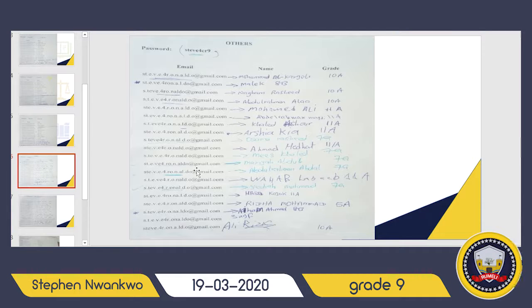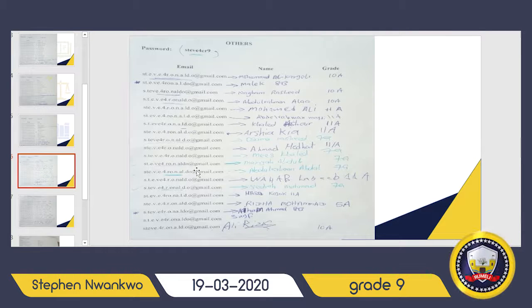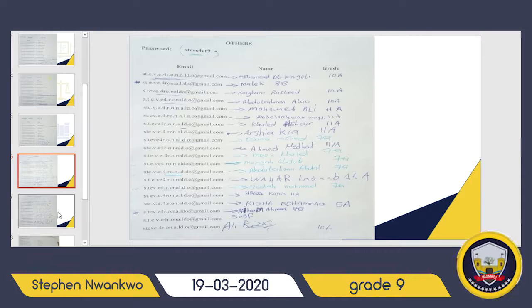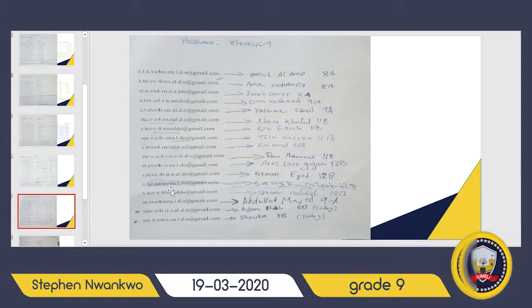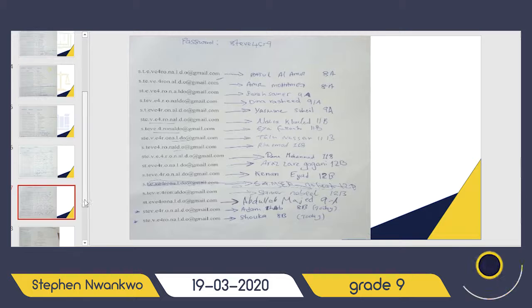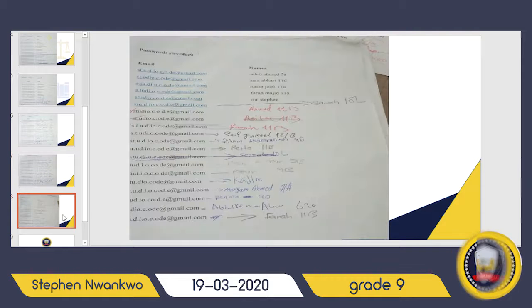So I want you to go through this video. When you see your name on this list, you pause it, you copy your email address and the password on top of the paper. Okay? So you go through this list, then when you see your name, you pause the video, you copy the email, and then you copy the password also. Okay, so having done that, let's get started.